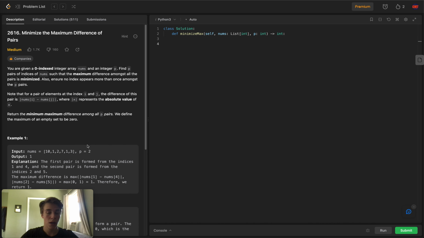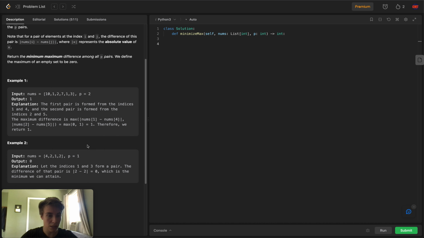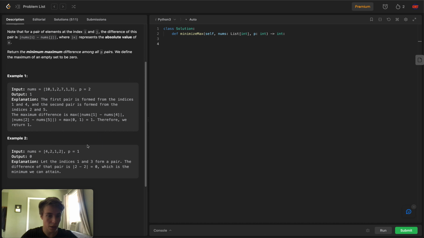Okay, so if p is equal to 0, that basically means we return 0. That's a lot to handle, but let's look at some examples to get a better understanding. We have an array of 10, 1, 2, 7, 1, 3, and p is equal to 2. So we have to pick out 4 different numbers, and the output is 1. That means that the maximum difference amongst the 2 pairs is going to be 1.